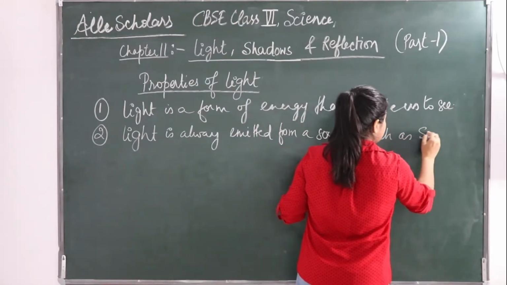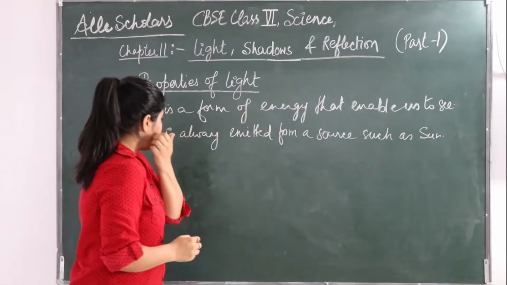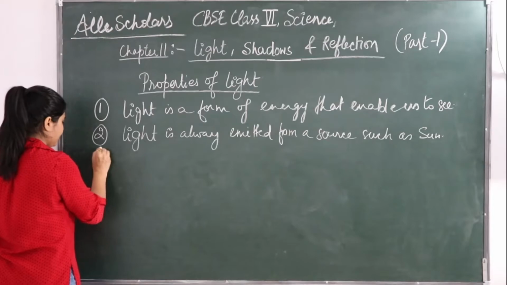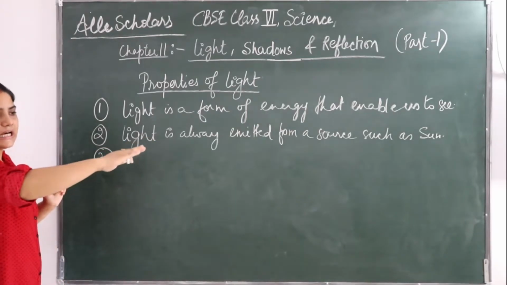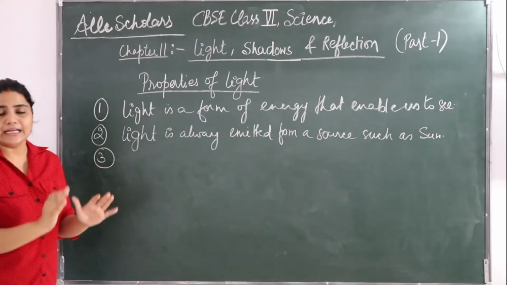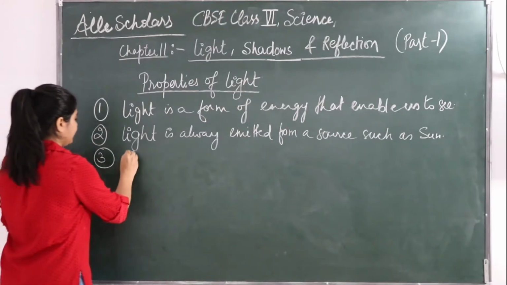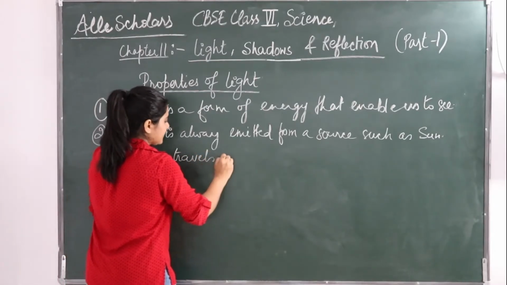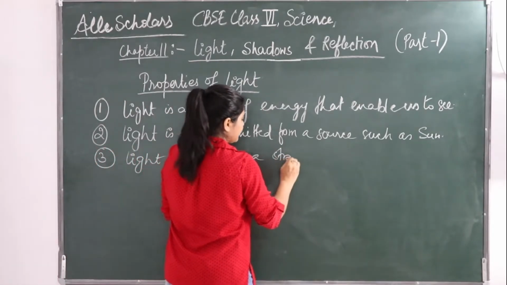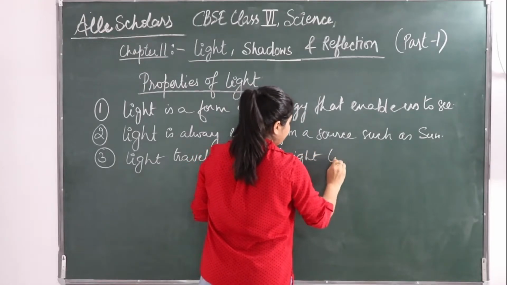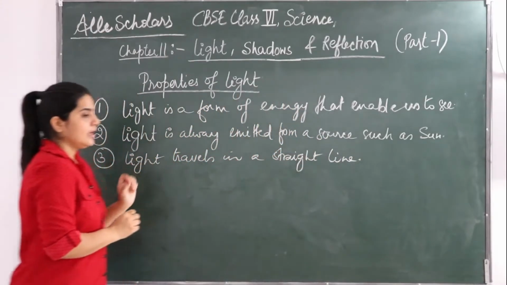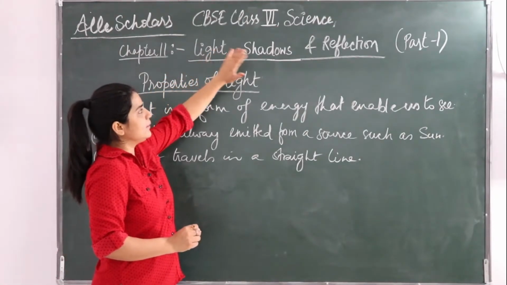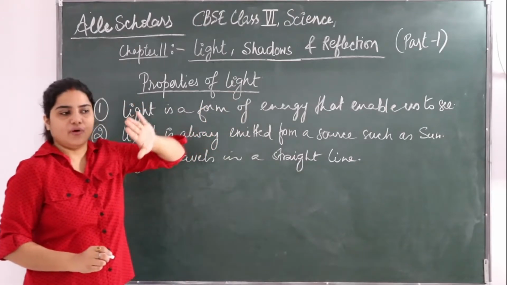So light is always emitted from a source such as the sun. Light always travels in a straight line. Light follows a straight path. Then the fourth very important thing is that light makes shadows. Light can form shadows.